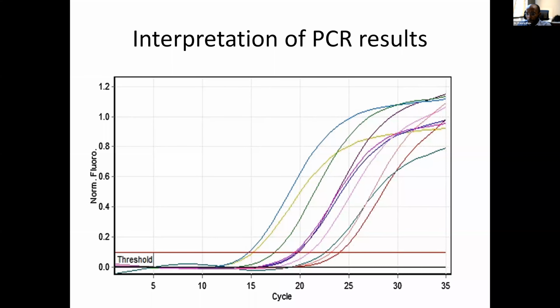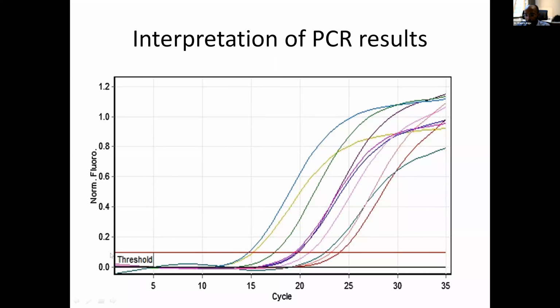So when it comes to interpretation of results, this is just a brief overview of the type of raw data that is generated from PCR testing, real-time PCR testing. And within this graph, on the x-axis, we have the number of cycles. For example, this is going all the way up to around cycle number 35. And on the y-axis, we have the signal that is generated. And this is usually in terms of fluorescence.